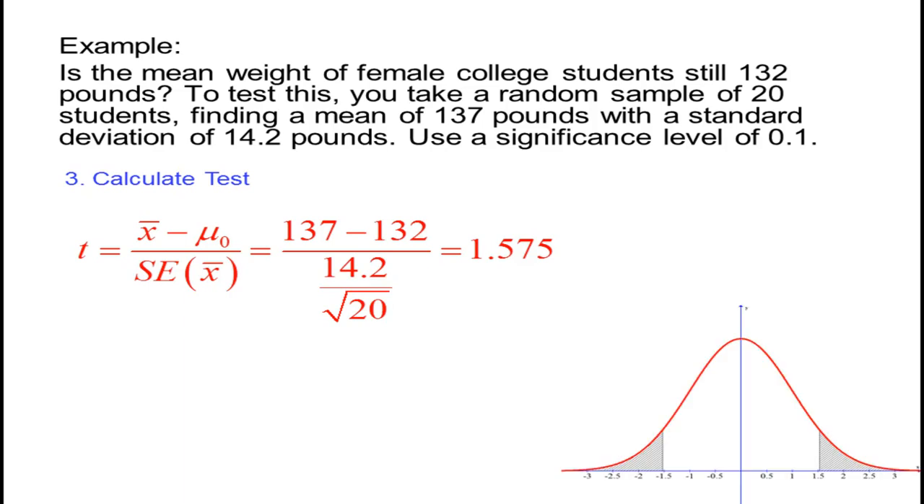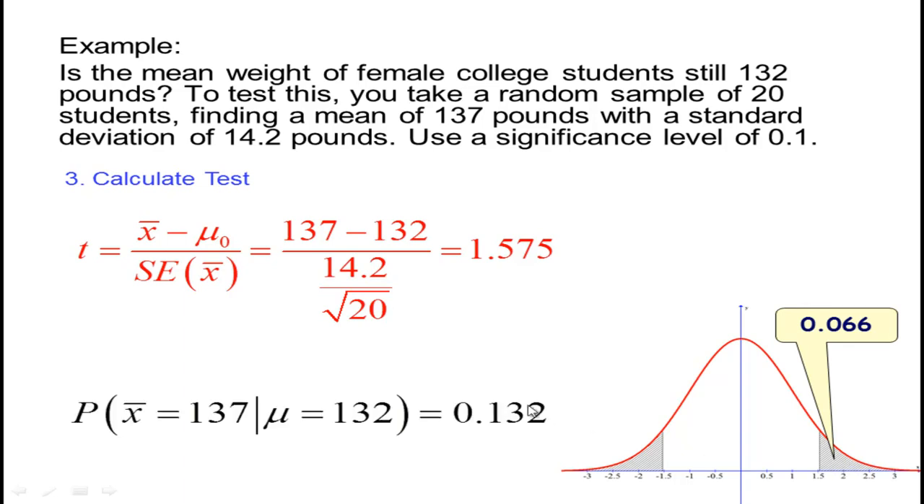So, drawing our normal model, we have two shaded parts because it's a two-tailed test. Since we have 1.575, that's going to be here on the right. And we find the p-value, which is 0.066. And we're going to double this because we're looking at a two-tailed test. So the probability of a sample mean at least as extreme as 137, given the population mean equals 132 pounds, is 0.132.